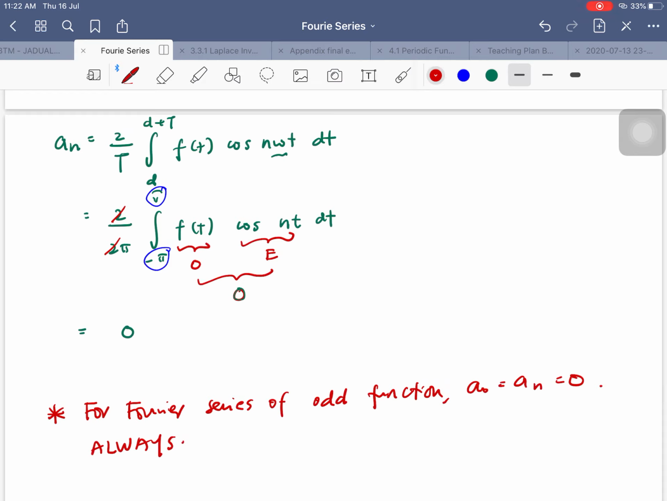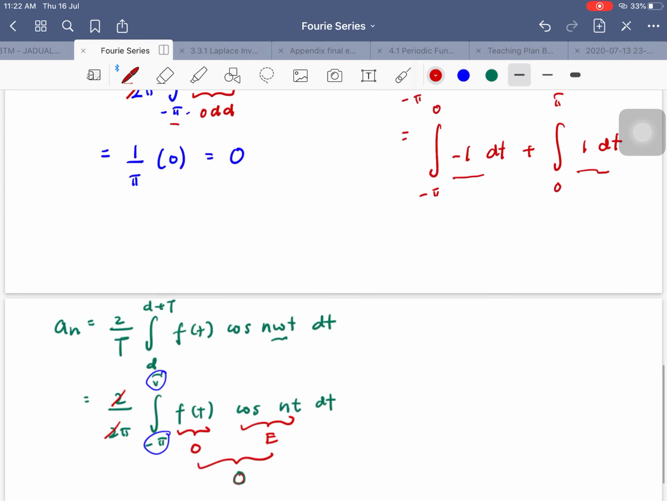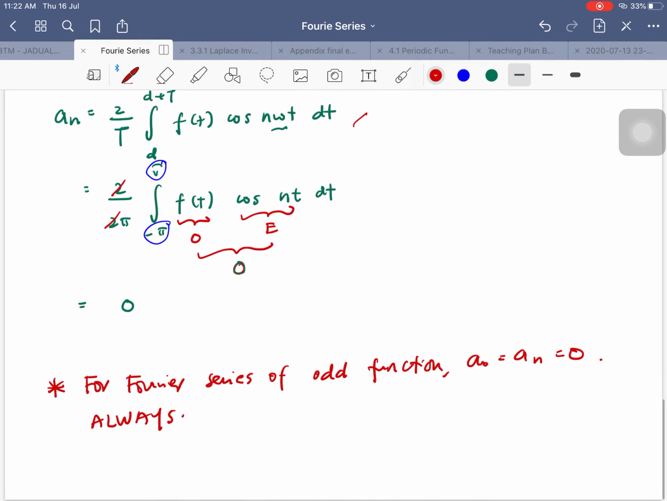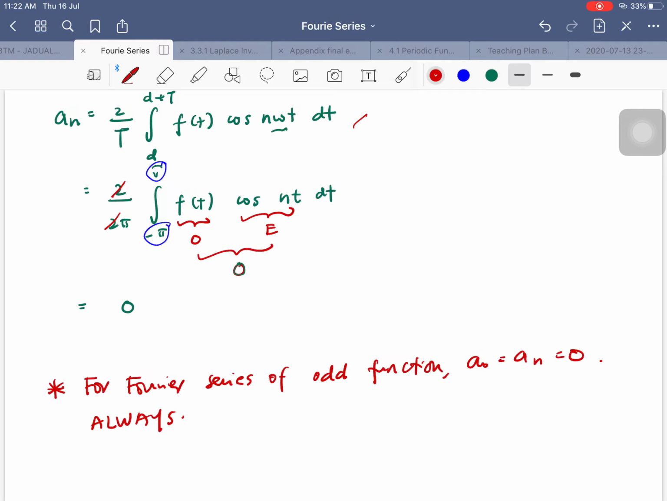So that is why actually in your calculation, you don't have to show all this. You don't have to show this. You don't have to show this. I am showing you because I want you to know why it becomes 0. It becomes 0 because of the integration of an odd function. But in your calculation, right after you have found the value of omega, you're going to write something like this, for example, that omega is going to equal 1. And because this is an odd function, a naught and an are going to equal 0 because f of t is odd. Okay, you can simply write that, right?